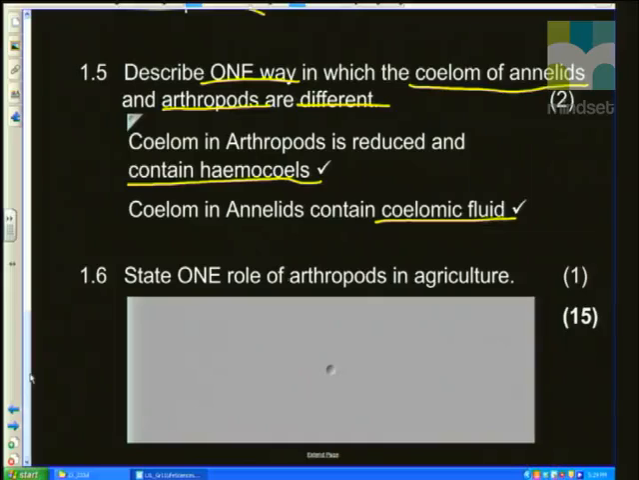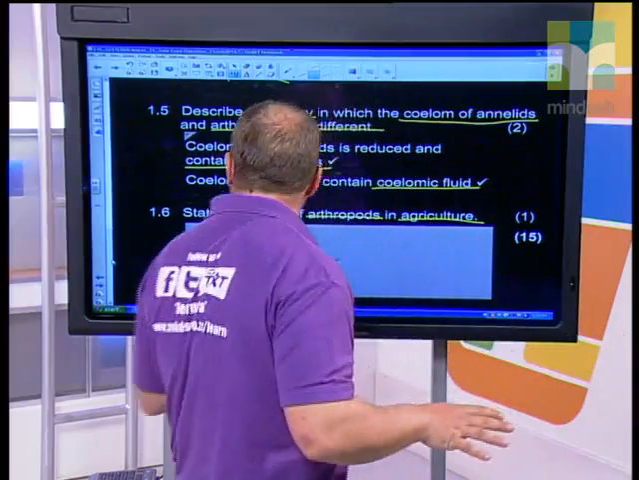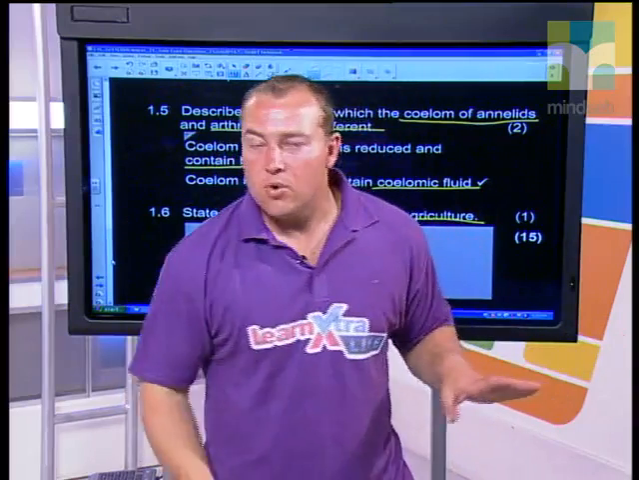State one role of arthropods in agriculture. You see, now, when I read questions like this, the first thing that comes to me is state one role. Now, would that be a hot dog roll or a hamburger roll? You get where I start laughing. Rolls are never good in my life. Right. State one, what did it say? State one role.